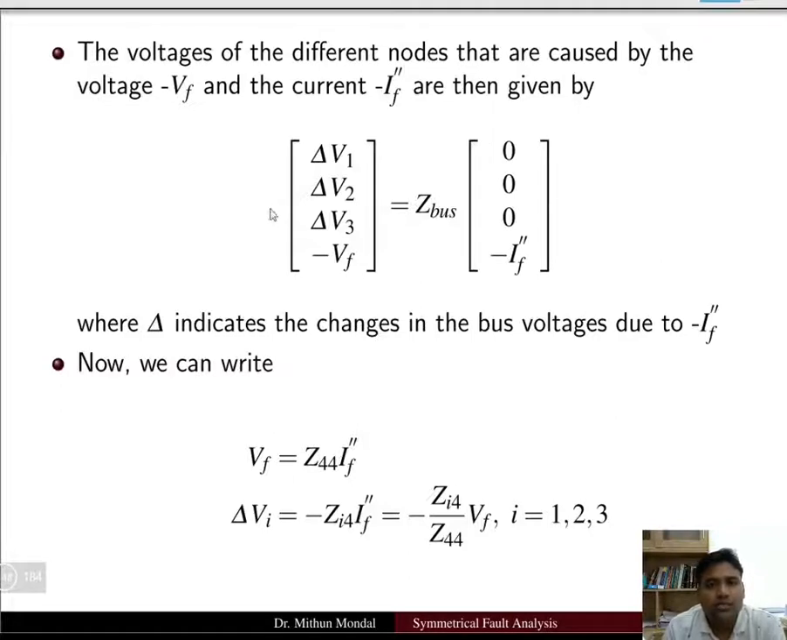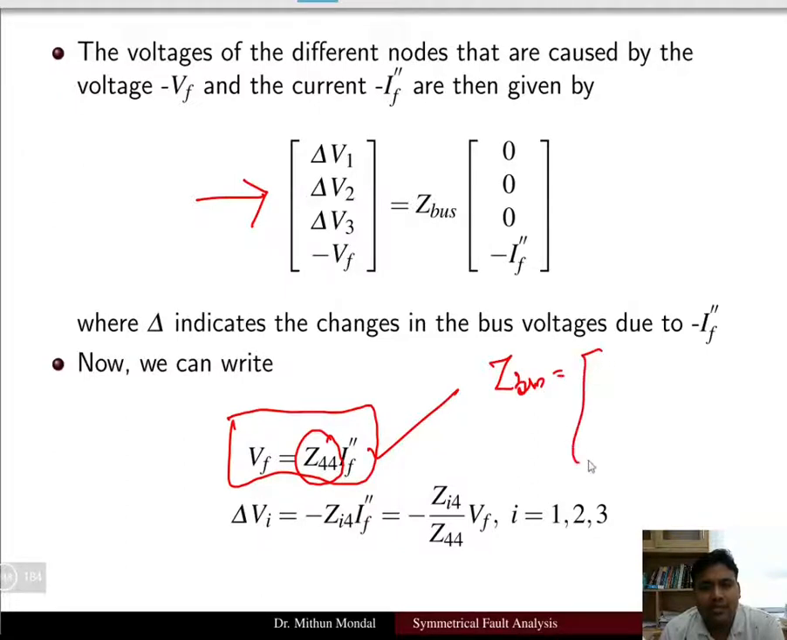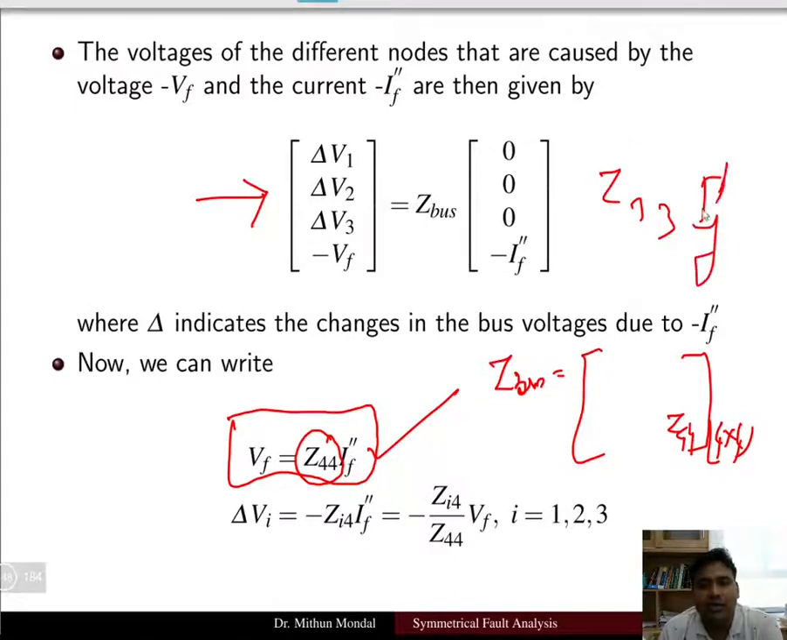Now from this matrix equation we can obtain that the pre-fault voltage is equal to Z44 into IF double dash. So we can see that here we are using Z44. The meaning is that if we are having a Z bus matrix, then since it is a 4 bus matrix, we have a 4 cross 4 element, so Z44 is here. Now if we have a 3 bus matrix, then it will be equal to Z33 into fault current, because the fault has taken place at bus number 4.